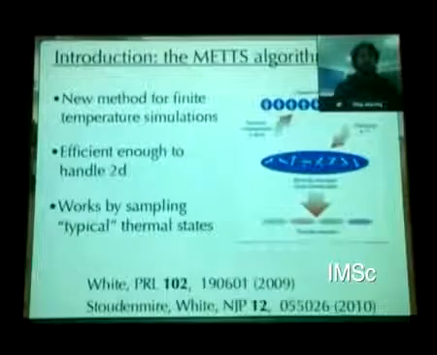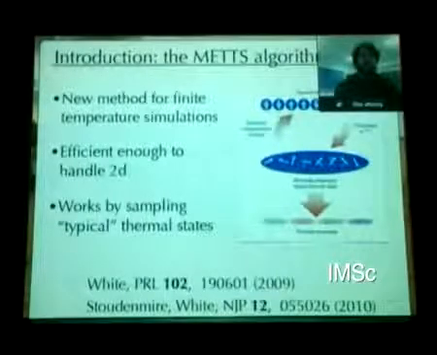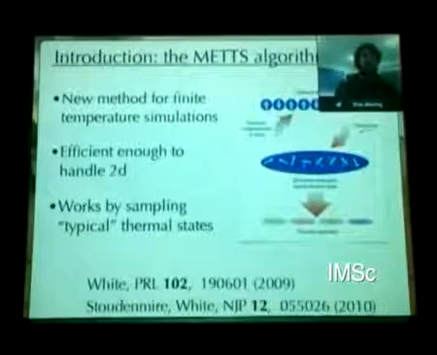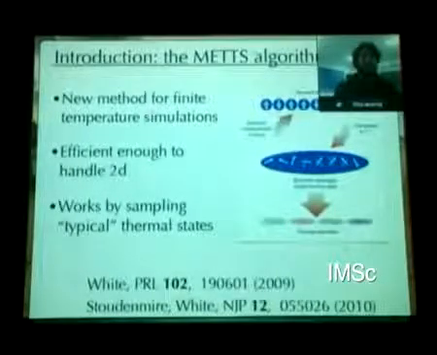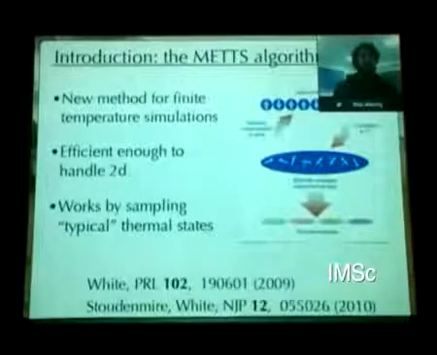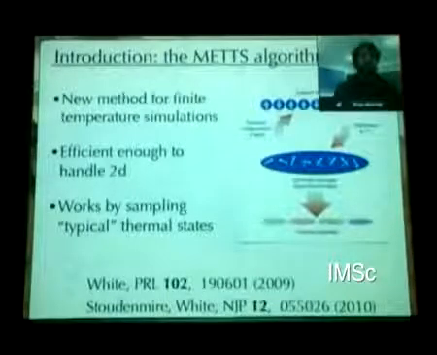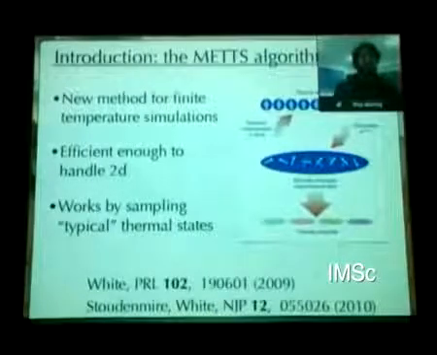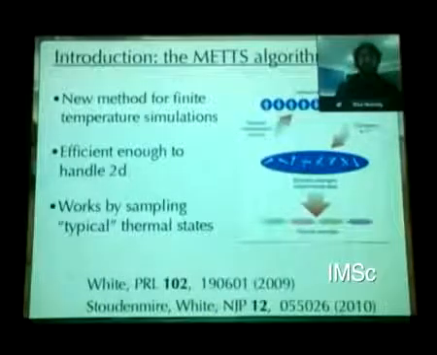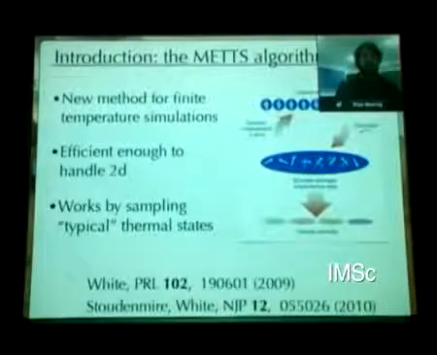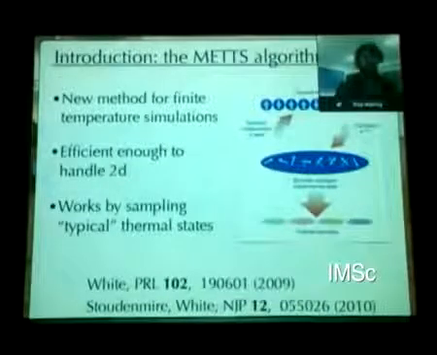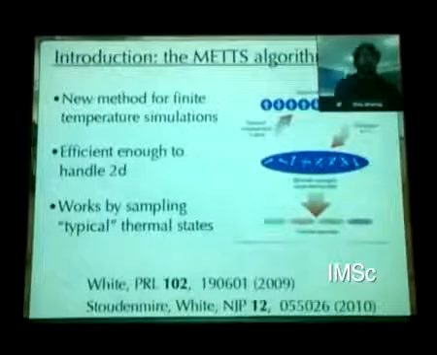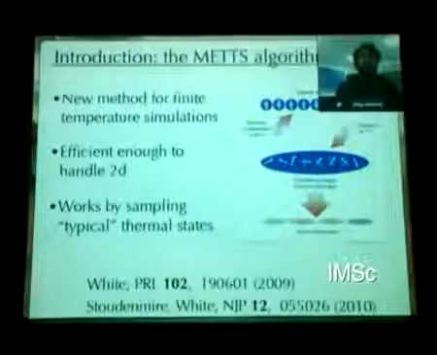Just by way of introduction, this is a method for doing finite temperature simulations, and it's very efficient. It solves many of the efficiency issues that were present in attempts to do finite temperature DMRG. It works as a sampling method, a type of Monte Carlo method, but one that does not have a sign problem. It samples finite temperature states that we call typical thermal states. This method is described in detail in these two articles below, and these slides will be posted, so you can take down these citations later.